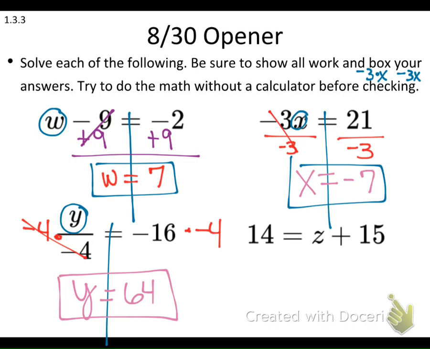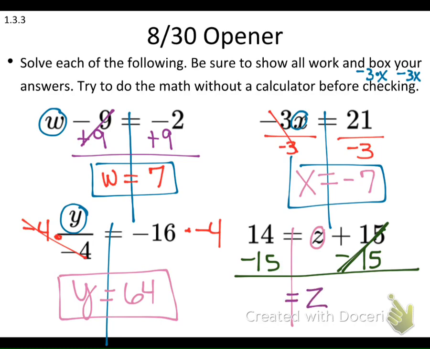AJ. You said, okay. And then you minus 15 on both sides. Do I change the side my variable is on? No, right? I just bring my variable straight down. I still have people wanting to switch that variable on sides. Don't switch sides. Okay, 14 minus 15, negative 1, and I box it. Good.